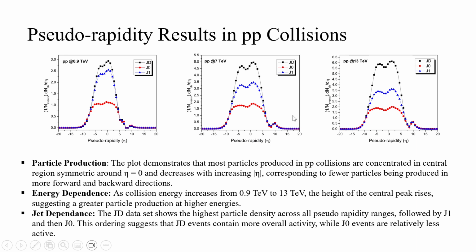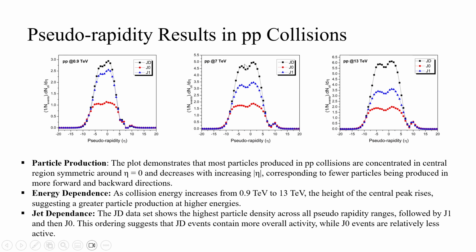So you can conclude that as the collision energy increases from 0.9 to 7 to 13 TeV, the height of the central peaks rises. Okay, so what it suggests is that greater particle production occurs at higher energies.